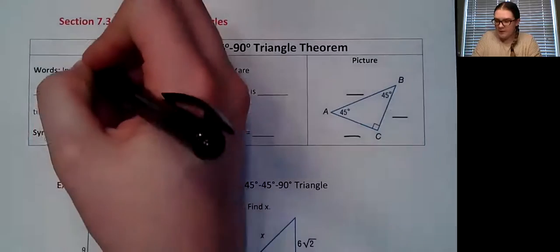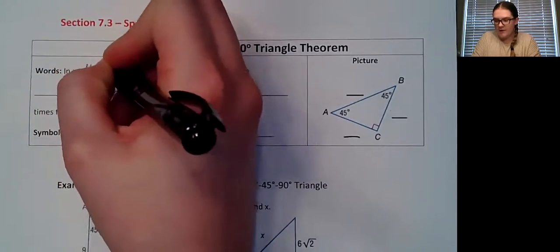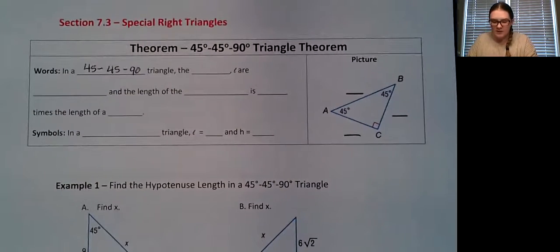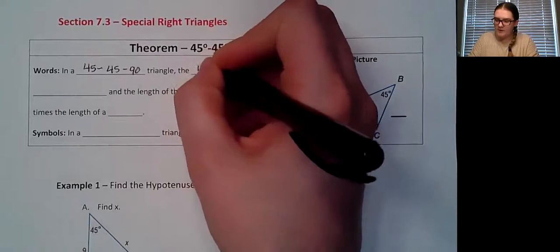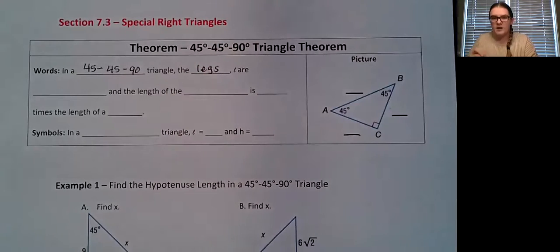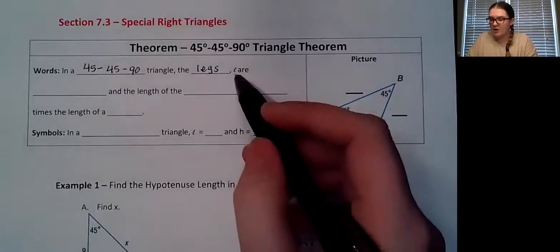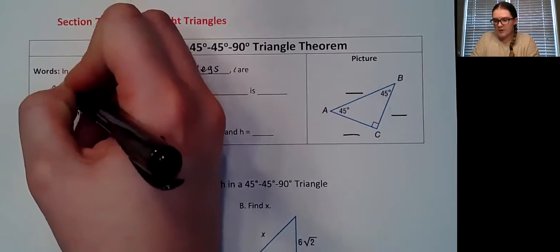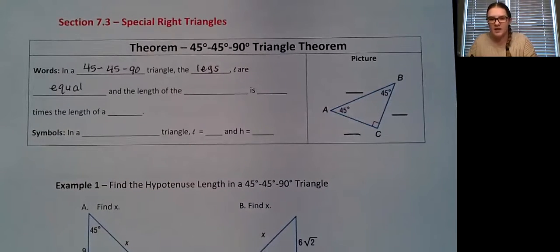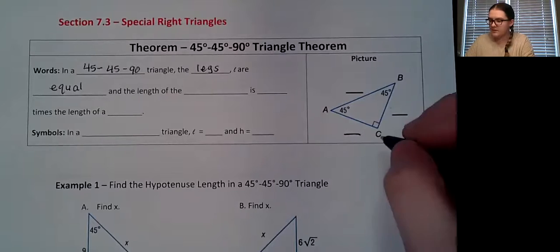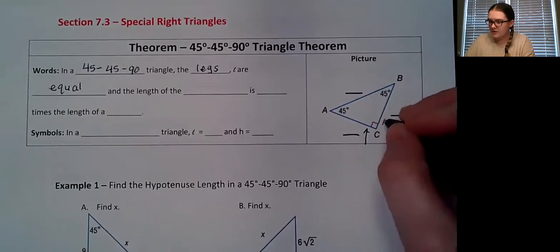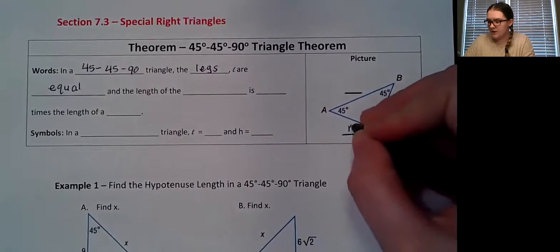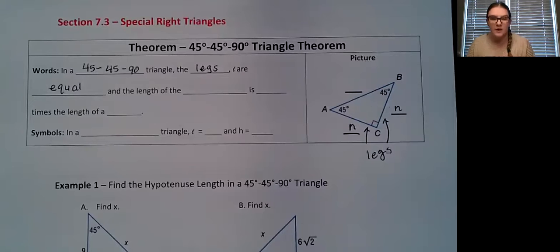So in a 45, 45, 90 triangle, so that's one of our special right triangles, the legs, so the 2 legs of the triangle, in this case, we're going to call with a subscript L or a cursive L. The legs are equal. Okay, so our 2 angles are equal. That means the 2 sides opposite of those angles are equal. So let's go ahead and label our legs. Our legs in this case are going to be these 2 sides. And we're going to label those N. So this is a variable N, meaning both those legs are the same length.